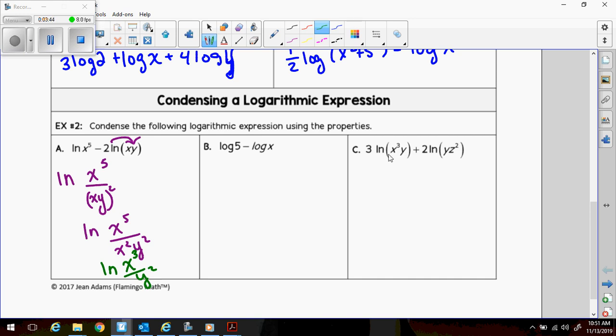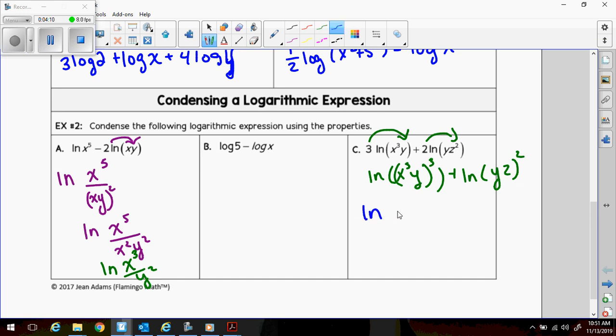This one's pretty easy. Let's try this. 3, we have to bring up to become an exponent, so this is natural log of x cubed y, all of it, to the 3rd power. And then we're going to bring this one up too. So plus natural log of yz, all of it, to the 2nd power. We have to remember to distribute these powers.